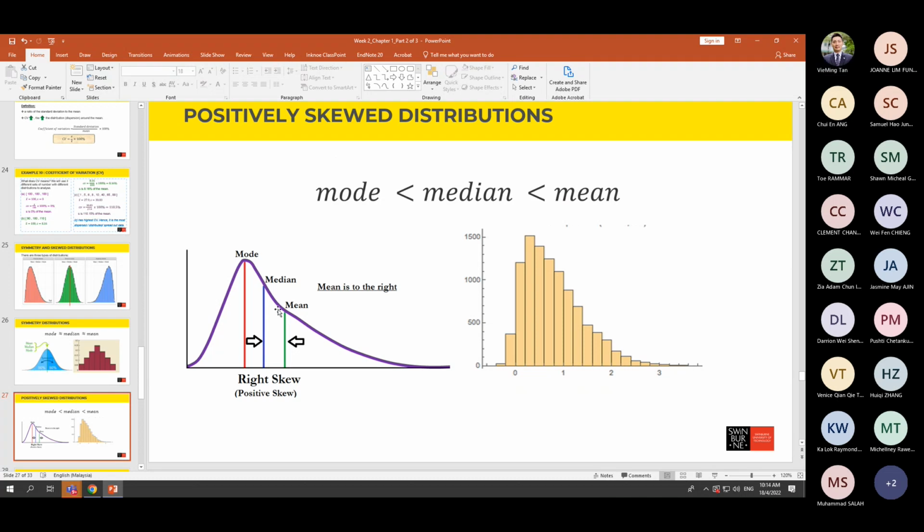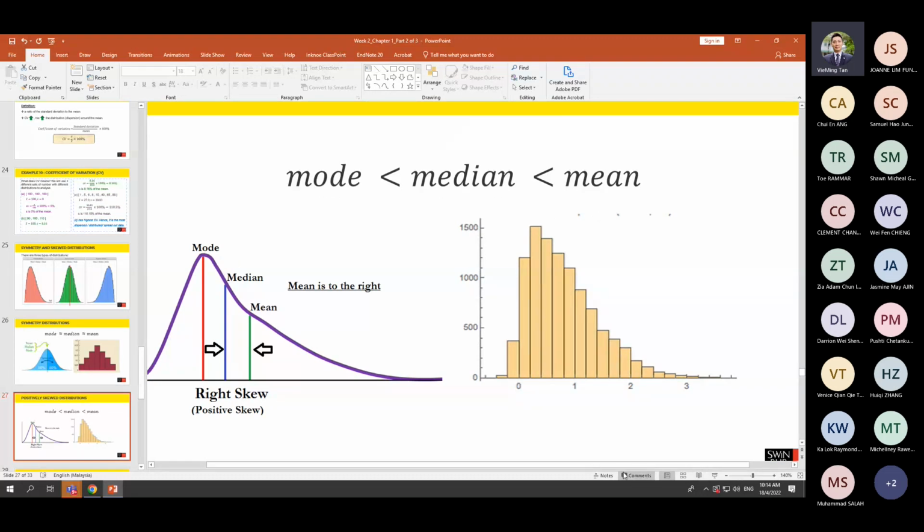Okay, where is the mode? Mode is the one with the peak. Okay, the mountain one, that will be the mode value here. This is the mode. Okay, mode is here. Median is here. It's always in the middle. This is the median. Okay, I try to increase the size so those who sit at the back can see.